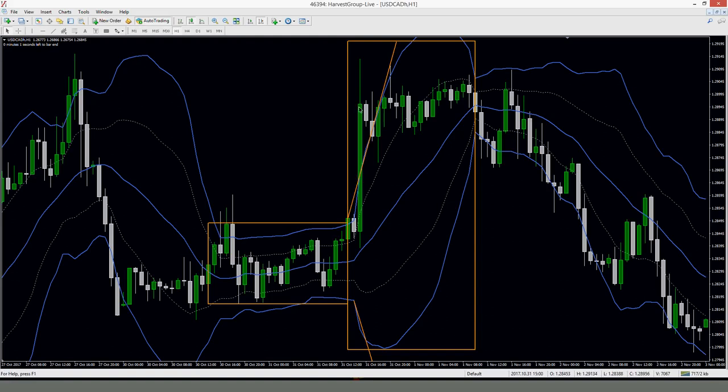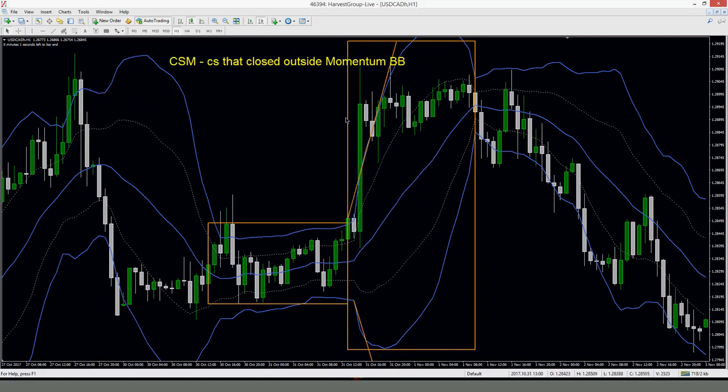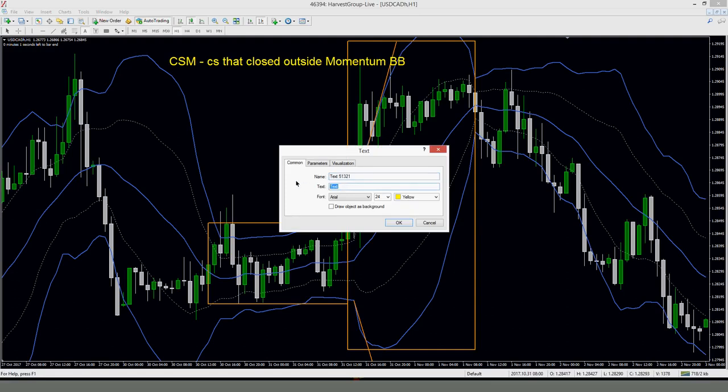Okay, so when you have a momentum Bollinger Band, you need to know what the definition of candlestick momentum is. Let me just type it down here. So now this is the definition of a candlestick momentum. You need to understand that a candlestick momentum is a candle that closes outside the momentum BB. I already showed you the momentum Bollinger Band where both top and low BB are open, and what you have here is a candlestick that closes outside the Bollinger Band, because this candle is a buy candle.